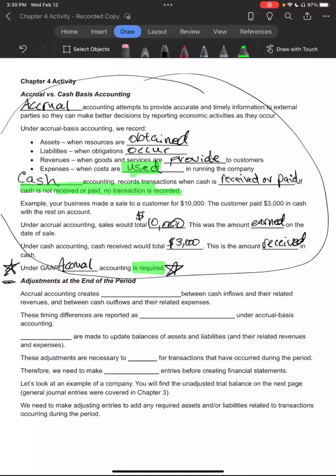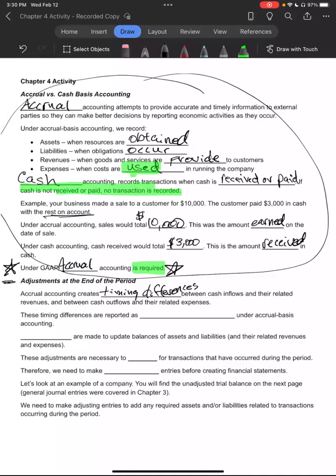So accrual accounting, what it really does is it creates these timing differences. Okay. There are timing differences that get created. And those differences are because we sometimes have sold something, like up here, right? We had $7,000 on account. So that means we don't have the cash yet, but we've already made the sale to the customer. So there's a difference in the timing between when the cash happens and when the transaction happens.